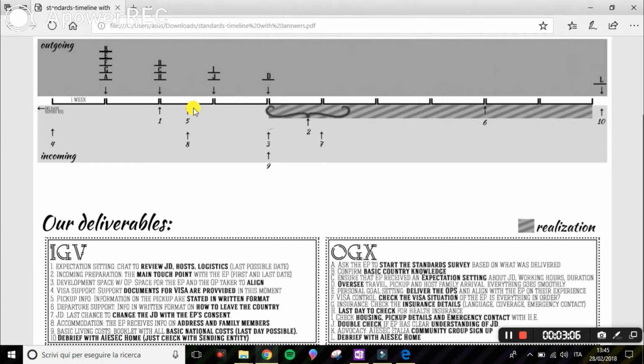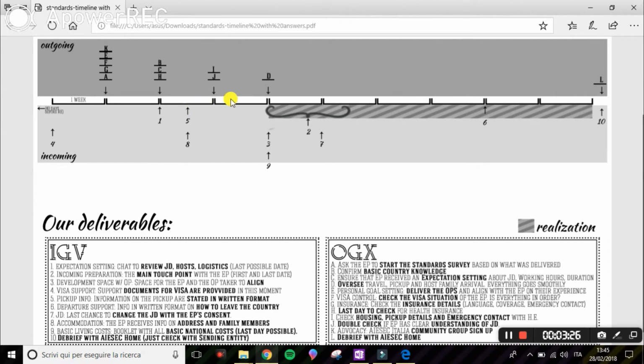Why? Because after the chat of expectation is done, as Novello was saying, verba volant, so you should provide them with something written in which there are all the details. Of course, if you also have the contact of the people that are going to host or pick up the EP, it's much better so that they can already keep in touch.